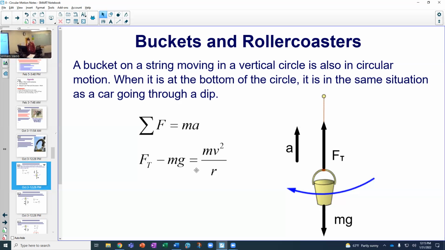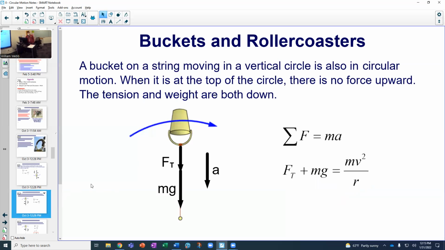All right. So if we think about this bucket on a rope swinging in a vertical circle, it's just like the other scenarios we looked at with the car going through the dip last week. The tension force has to be larger than the weight, so we could find the net force by taking tension minus weight. But because this is moving in a circle, the net force is centripetal, and centripetal force has the equation mv squared over r. So we can find the net force two ways: tension minus weight, or mass times velocity squared over r.